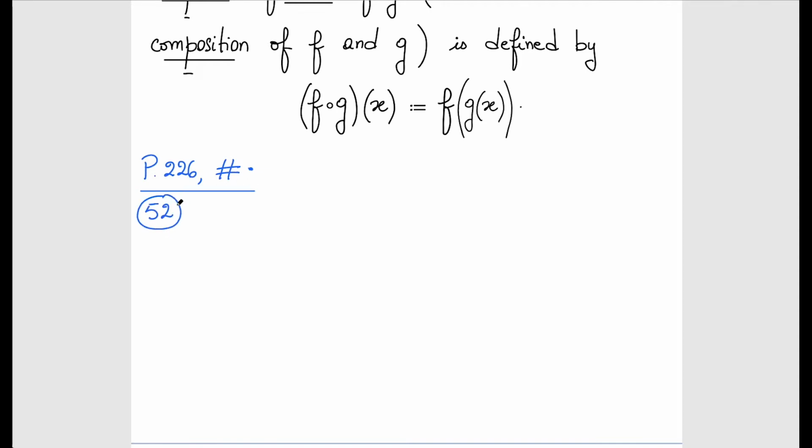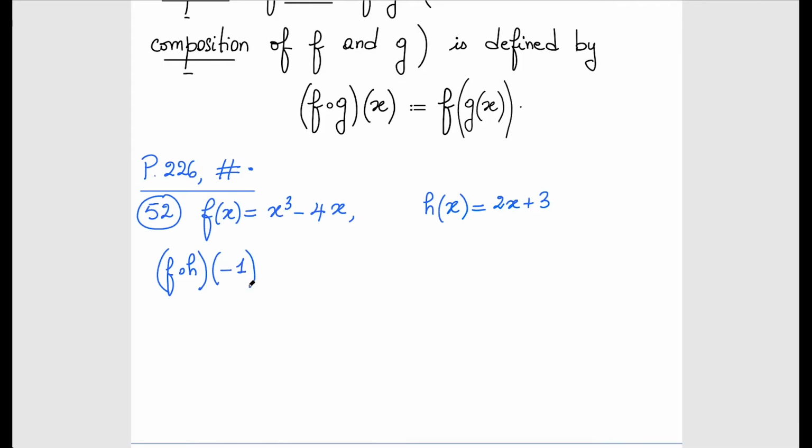What do we have? We have the function f of x equals x cubed minus 4x, and we have the function h of x equals 2x plus 3. Okay, and they asked us to find f composed with h at the point -1. Right? This is what the question is.